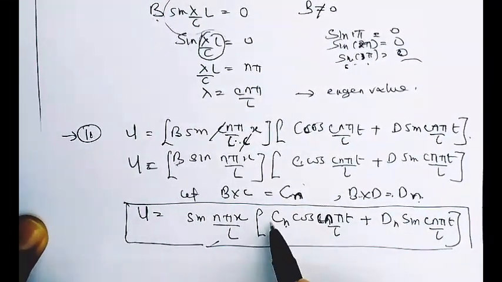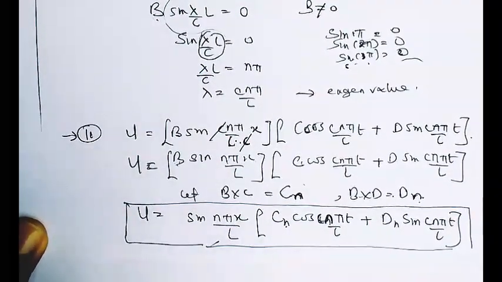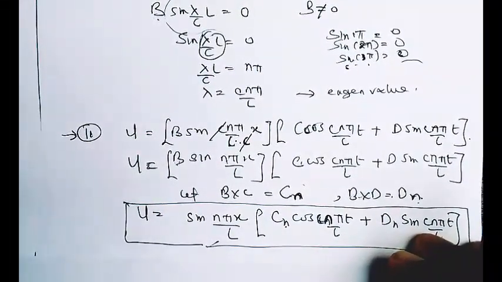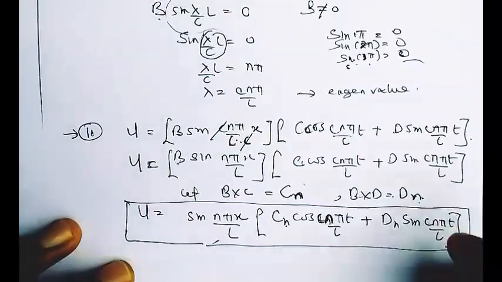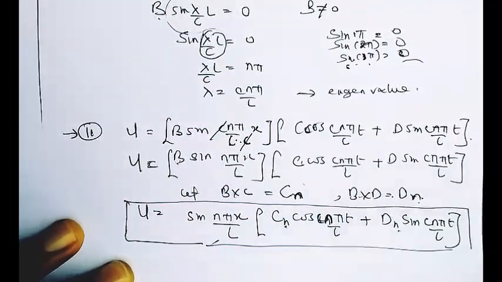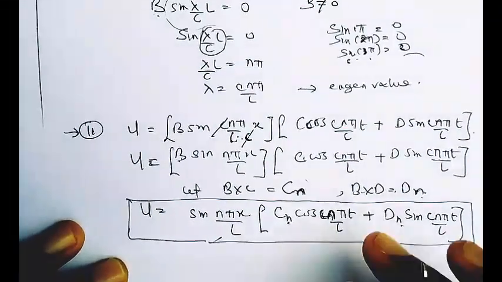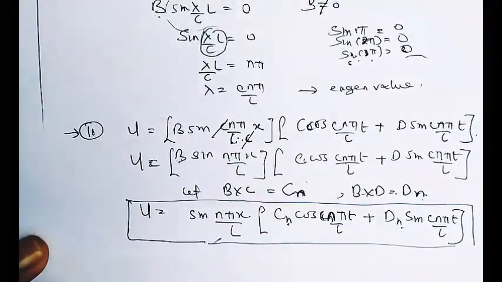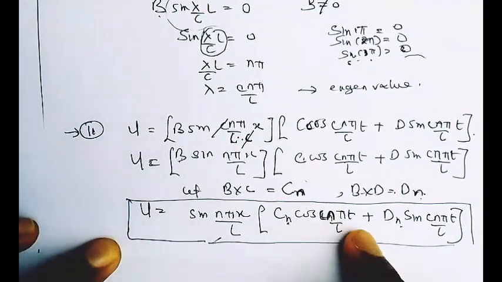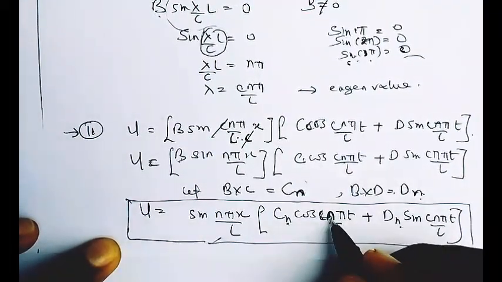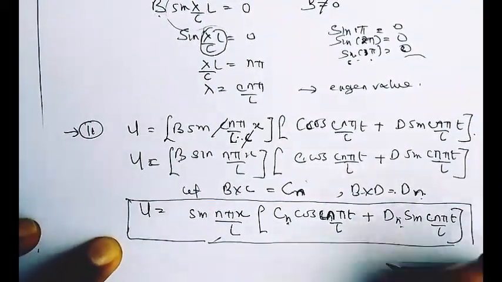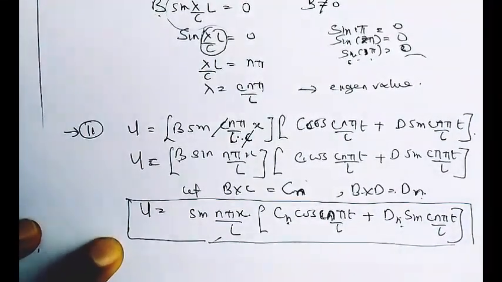So what do I need to do now? To make my solution authentic, I need to get the value of Cn and Dn, the normal way you get the value of the constant. How do we get the value of the constant? First thing, I'm going to assume a series. I assume my u is a series. Since I have n, I can say let n be equal to 1, then let n be equal to 2, and so on. So now let's do that.